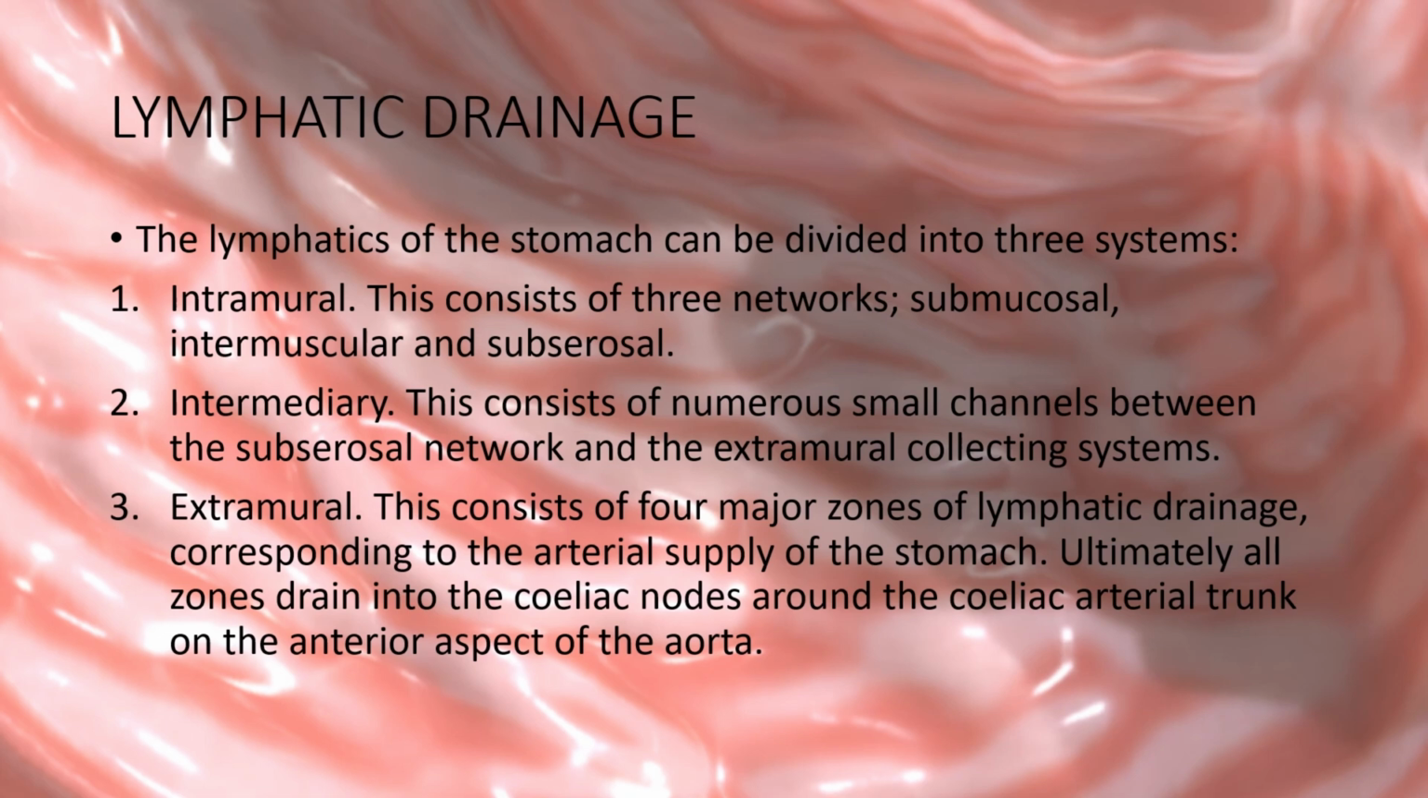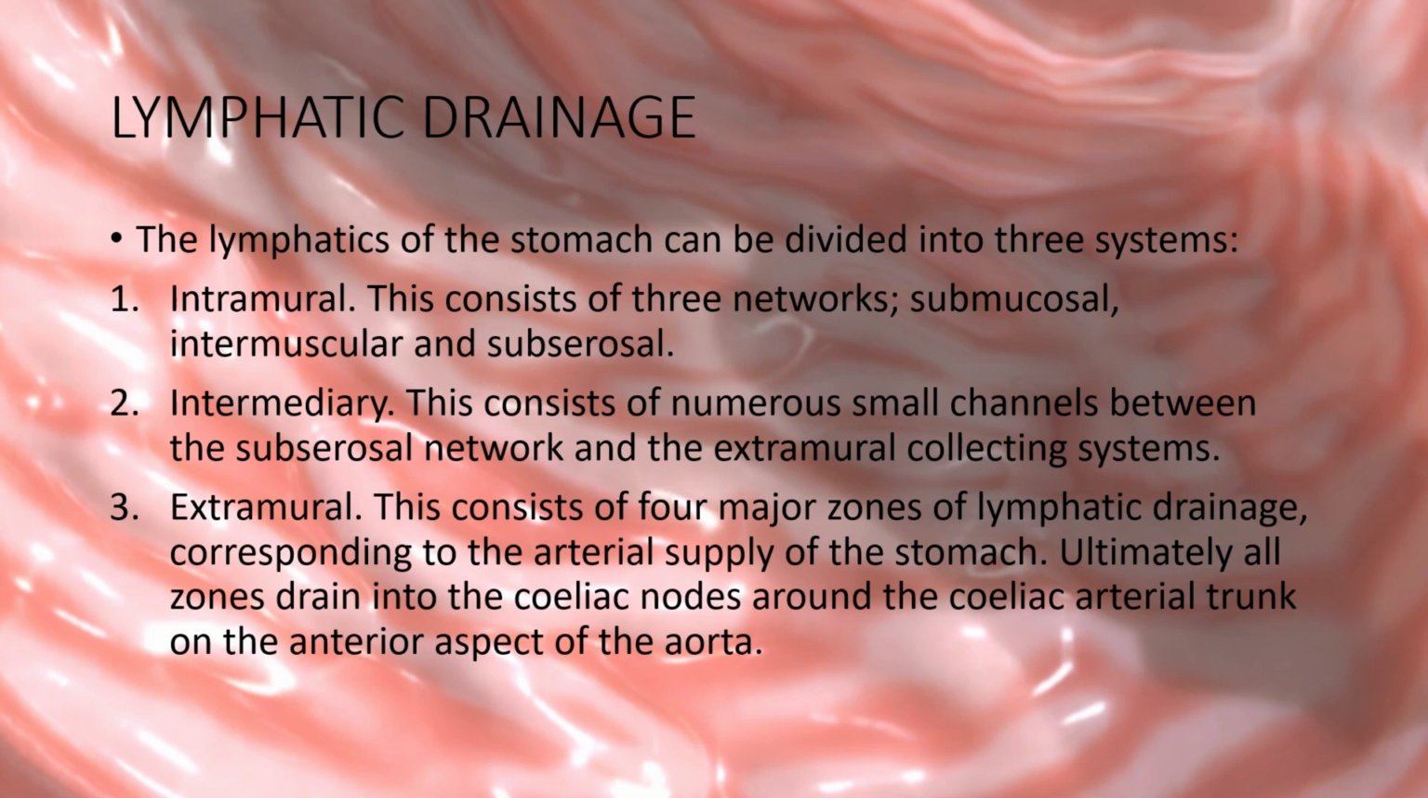Also, the lymphatics of the stomach can be divided into three systems. The first one is the intramural part that consists of three networks: submucosal, intermuscular, and subserosal. The submucosal lymphatic channels communicate freely throughout the submucosa of the stomach, and to a lesser degree into the submucosal lymphatics of the duodenum. The intermediary part consists of numerous small channels between the subserosal network and the extramural collecting systems.